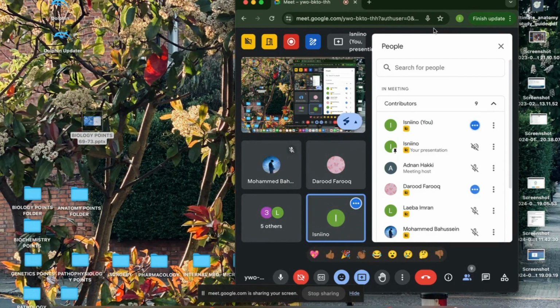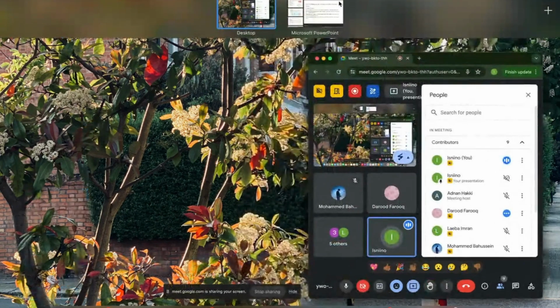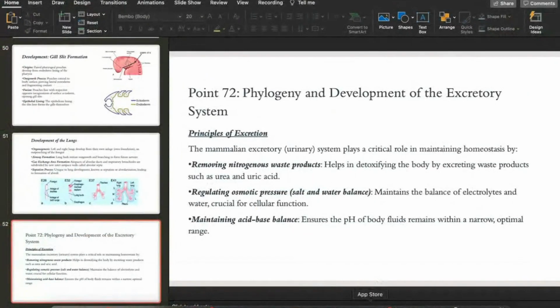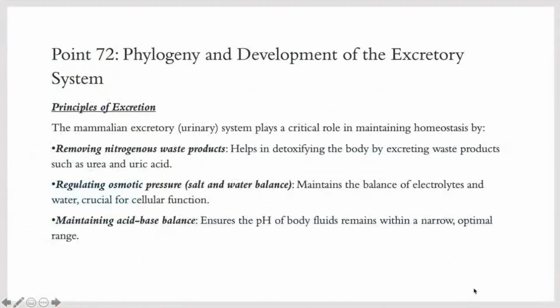ammonia. Okay. Now this ammonia is very, very toxic for our brain, and it's very toxic for our other tissues also. So the excretory system works really hard to remove this ammonia, okay, so that we don't develop certain neurological issues. Okay, so we remove these nitrogenous waste products, which is, for example, ammonia, and this will help to detoxify the body.